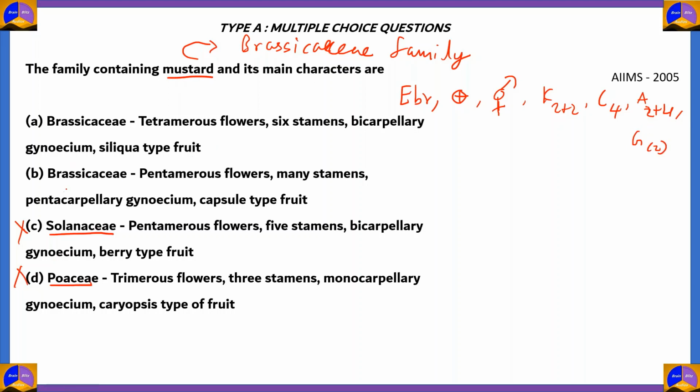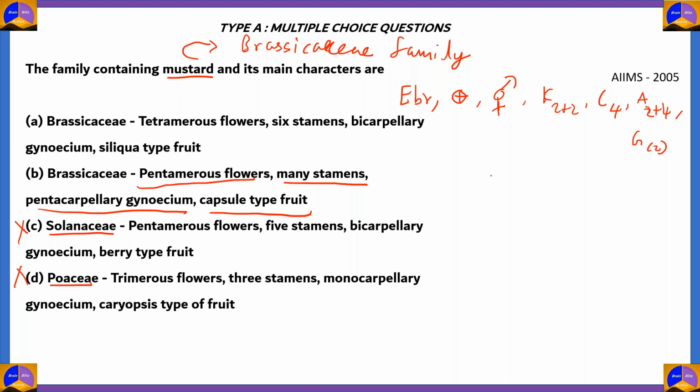So let's look at option B. Option B, Brassicaceae, which is the actual family. However, it has pentamerous flowers, many stamens, pentacarpellary gynoecium, and capsule-type fruit. Now, over here, we have the number of stamens as 2+4. So let me rub that brackets because that would make things confusing. So A is 2+4. But here we have only 6 stamens. So that makes it incorrect.